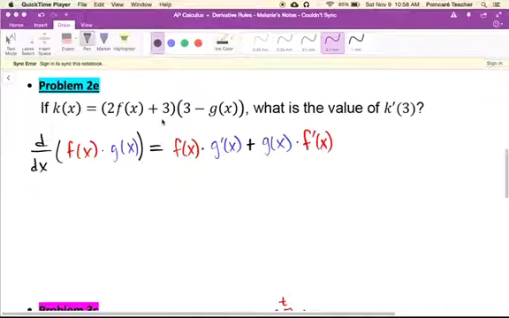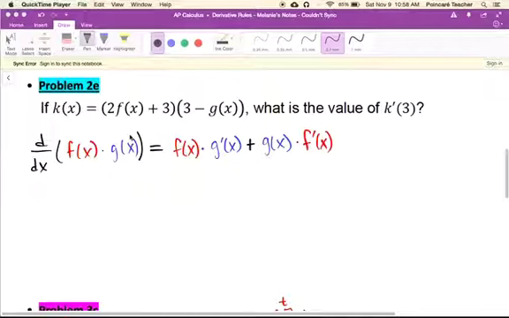We're going to take a look at problem 2e. Problem 2e says, if k of x is defined by this, what is the value of k prime of 3? Based on the comment of one of your classmates, her question was, how do I apply multiple rules at the same time?